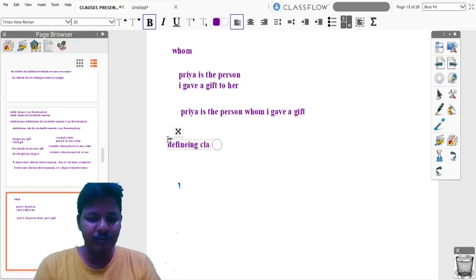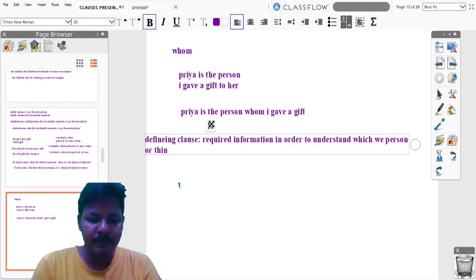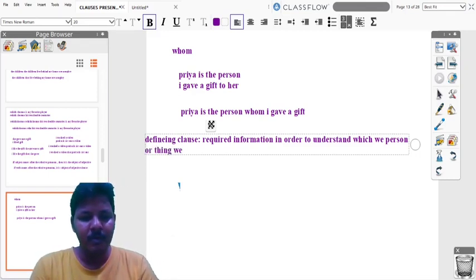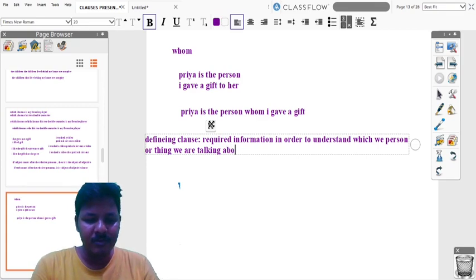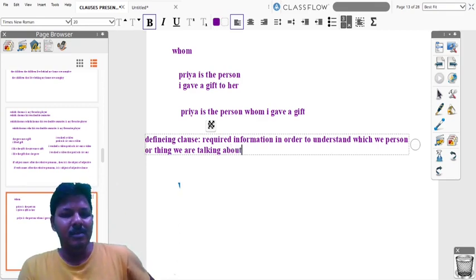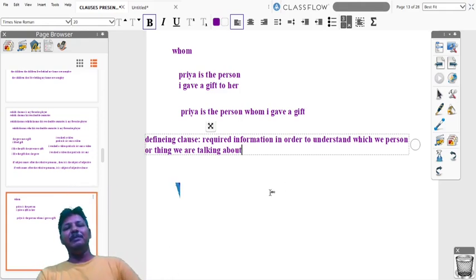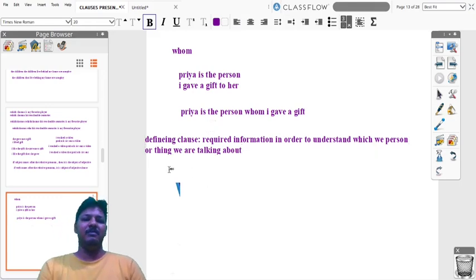Defining clause. First we deal with the defining clause, which tells which person or thing we are talking about. A defining clause gives essential information, friends, so that we can understand which person or which thing I am talking about. So let me give an example so that you can understand very well.